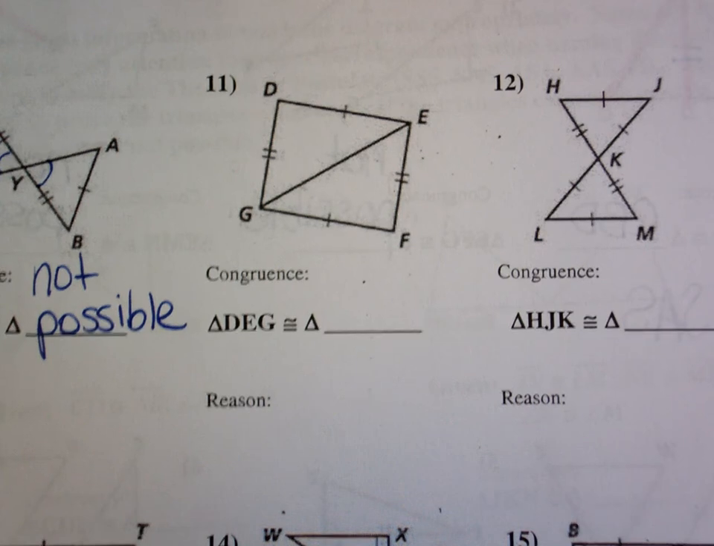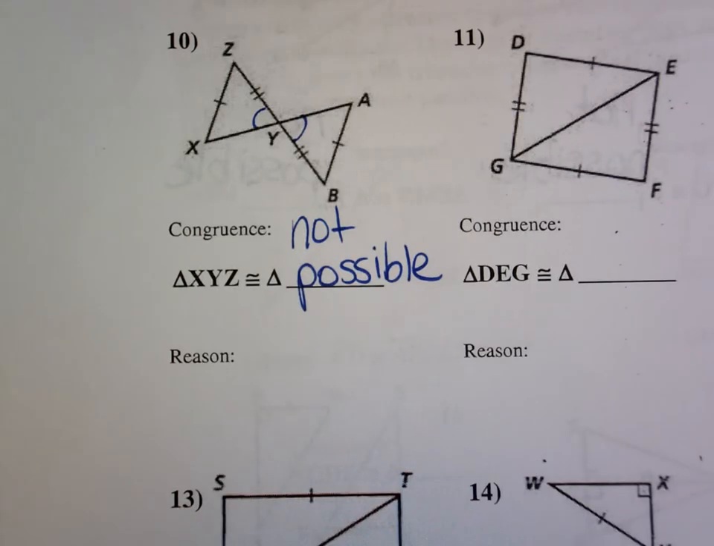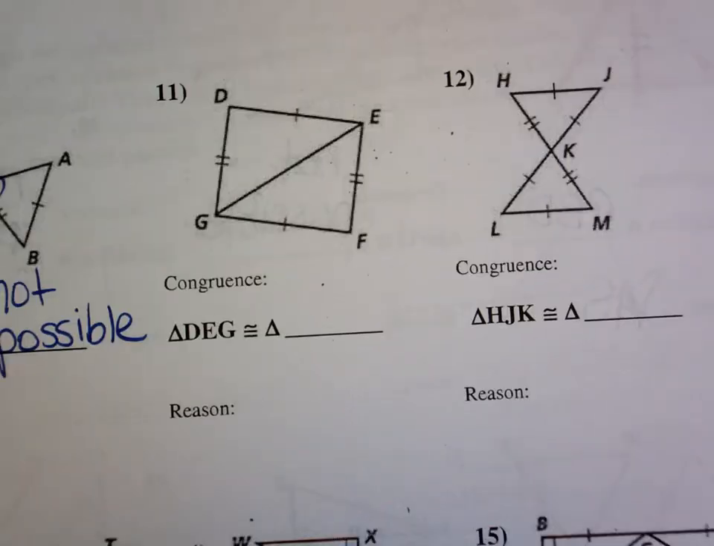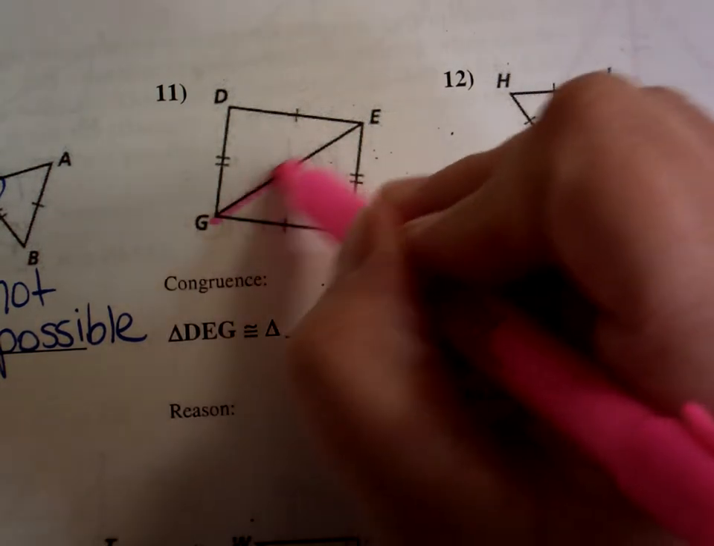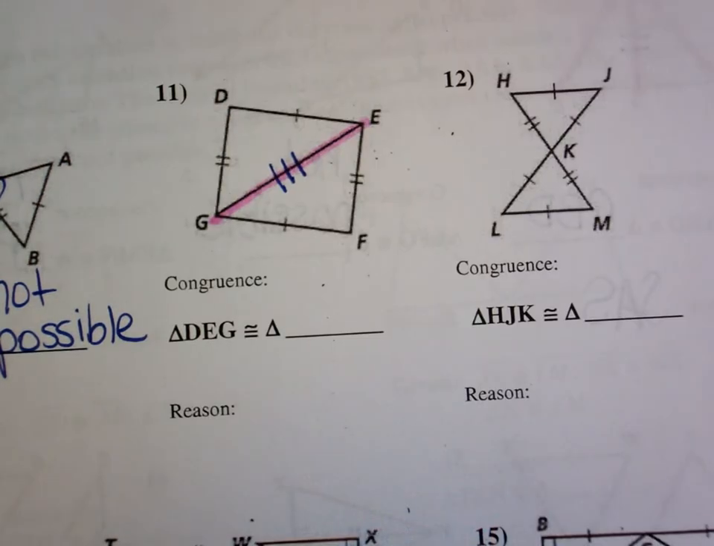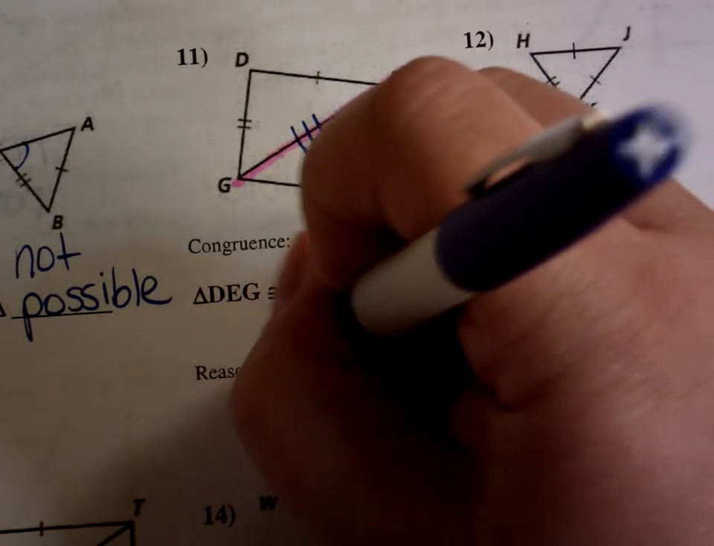Next. Number 11. I'm sorry. Number 10 is actually identical to number 9, really. Same idea. We have a pair of angles there. It's vertical angles, but it's not the included angle, so that's not possible either. That would also be ASS, which does not exist. Number 11. Number 11, we have two pairs of marked sides, and then look, we have a shared side, so that means we have a third pair of sides that's congruent. So again, we've got nothing but sides here. We do have three pairs of congruent sides, so we would say side, side, side.